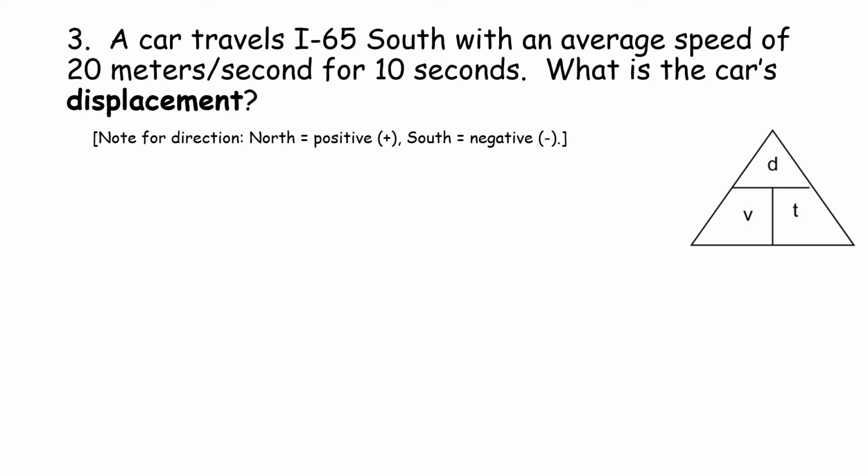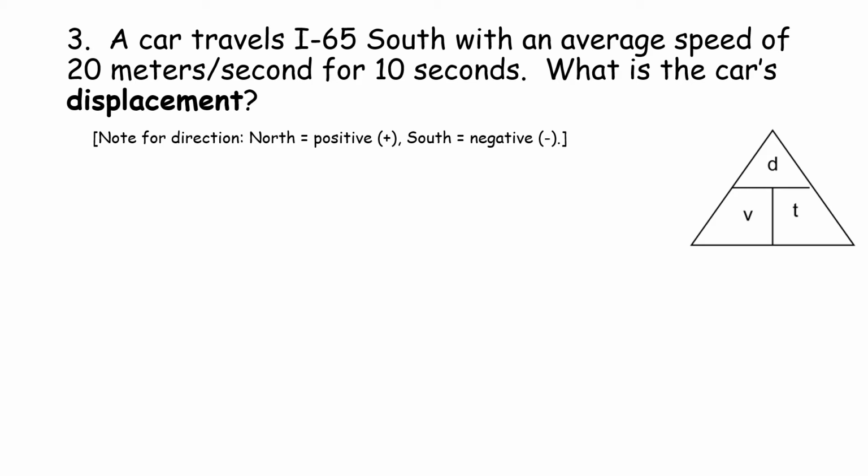So if you're not doing vector arrows, you have to indicate direction some other way. In this case, we are going to use positive and negative. For the purposes of this problem and for the majority of this class, if something is headed south, we're going to call that negative, and it says I-65 south. So it's not 20 meters per second, it's minus 20 meters per second. That is the velocity of this object.